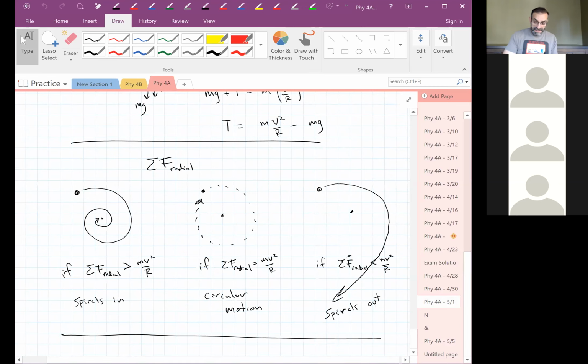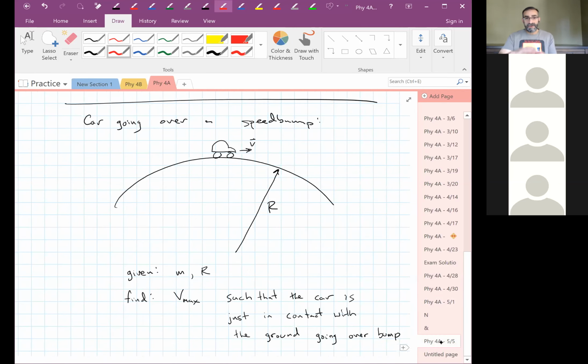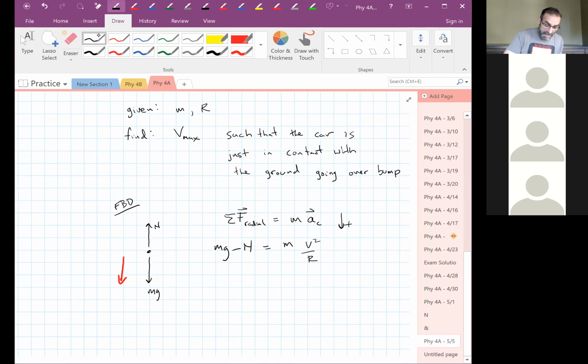And if the sum of the forces in the radial direction are not big enough to keep the object moving in a circular path, the object will spiral out. The radius will become larger. So our car going over the hill, that means its radius has to get bigger. It's going to fly off the hill there, become airborne. So the magic happens here: when N goes to 0, we hit V maximum.